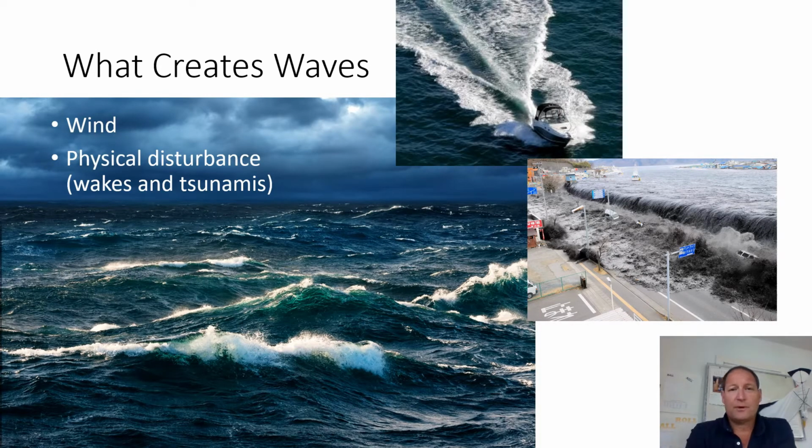First of all, a quick summary as to what creates waves. Wind is the most obvious one, dealing with the ocean. The atmosphere is moving across the surface of the ocean, and the friction between the surface of the ocean and the wind creates the waves. Generally speaking, we know that the bigger the wind is, the bigger the waves are going to be.